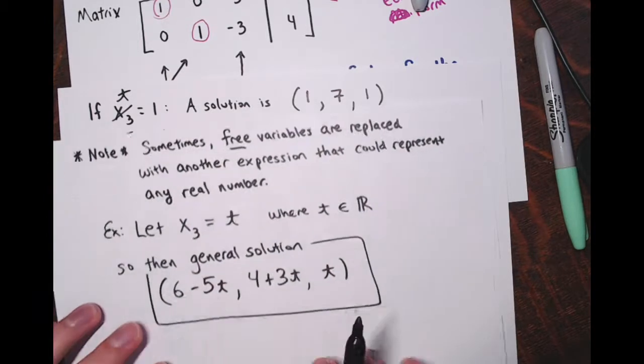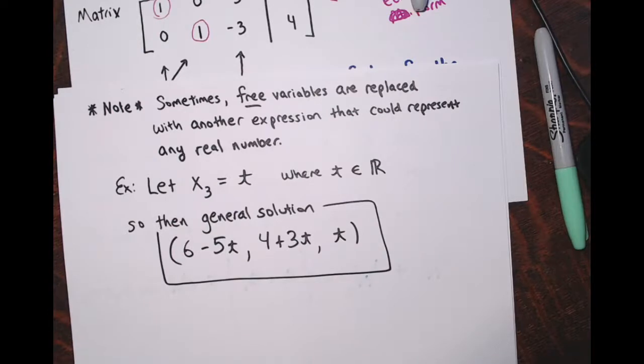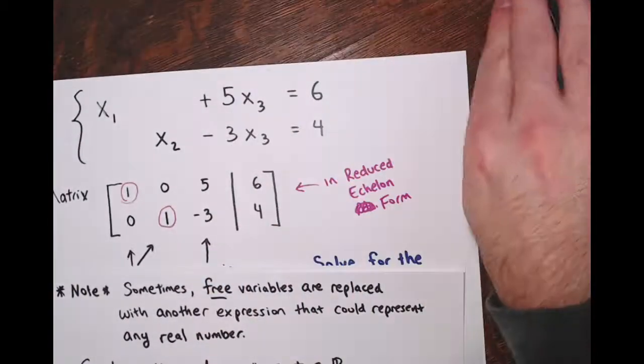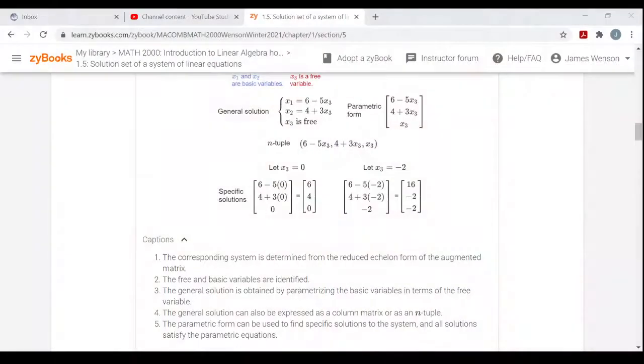You might not understand why this is done now, but there is a reason that will be made clear in a later section. Why is it often the case that free variables are replaced by some other expression that represents a real number? Just know that's out there, that you can do that. All right, so back to the page.